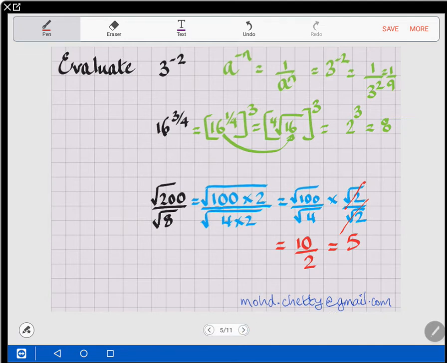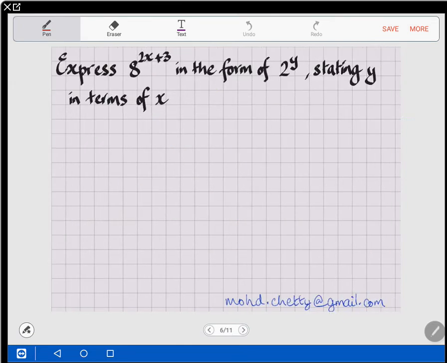Okay. We move on. Express 8 to the power of 2x plus 3 in the form of 2 to the power of y, stating y in terms of x. Right. We can do this. 8 to the power of 2x plus 3 needs to equal 2 to the power of y. The question says do this with the formula and at the same time find y, y in terms of x. We are going to do this.